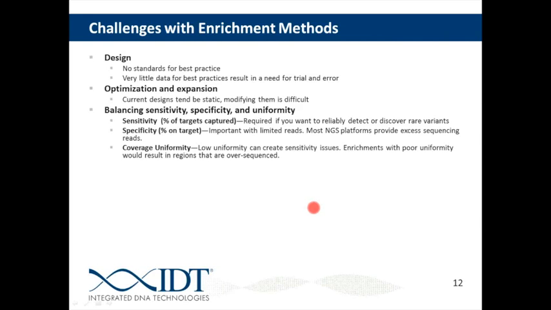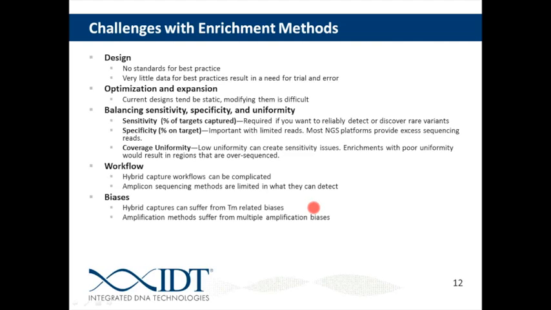Coverage uniformity is also an important metric, in which you measure how tightly sequencing reads vary around the mean coverage. So low uniformity can create sensitivity issues, and enrichments with poor uniformity would result in regions that are over-sequenced along with regions that are under-sequenced. So to compensate for those regions of low coverage, you have to over-sequence. Workflow is another challenge. Hybrid capture workflow can be complicated and time-consuming. Amplicon sequencing workflows can be limited in what they can detect, and they also suffer from biases, which I will cover in this next step.